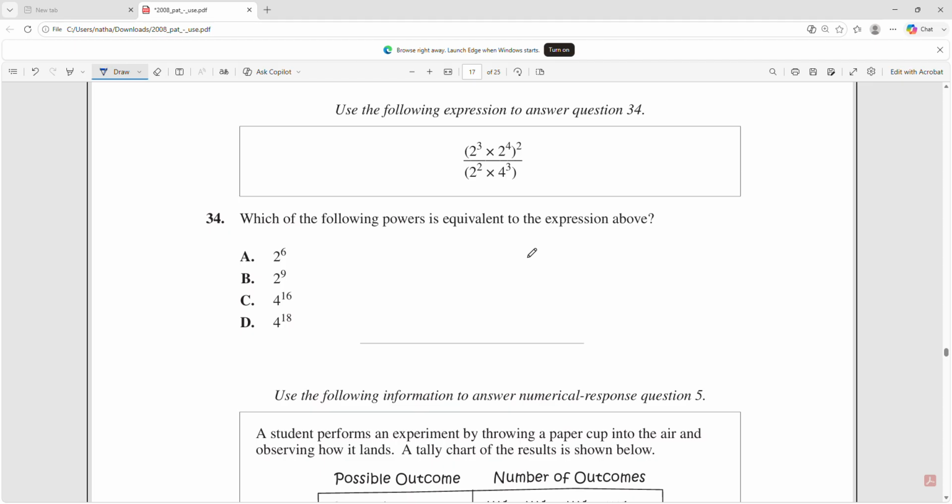Okay, next one. Question 34. Use the following expression to answer question 34. Which of the following powers is equivalent to the expression above? So we had questions like this on the Part A PAT. I'm not sure if they'll repeat those types again, but let's just do this question anyway.